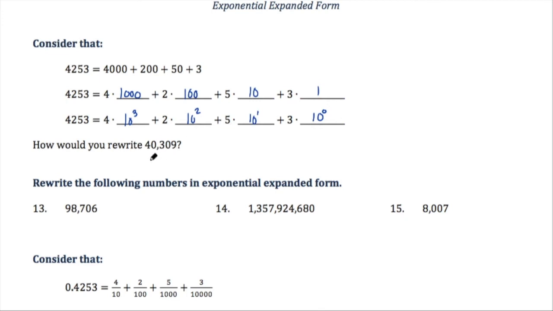So we'll try another one, 40,309. So we've got a 4, and it's in the 10,000s place. So we're going to multiply that by 10 to the 4th power. And you can really think about it. The first place here is 0, 1, 2, 3, and then this is in the 4th power of 10. Okay, and then we're going to add to that. We don't have anything in the power of 10 to the third power, so we skip over that. We go to 3 times 10 to the second. Again, we don't have anything 10 to the first power, but we do have plus 9 times 10 to the 0 power. So that number is now written in exponential expanded form.